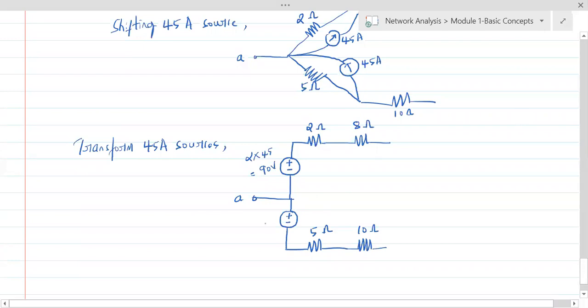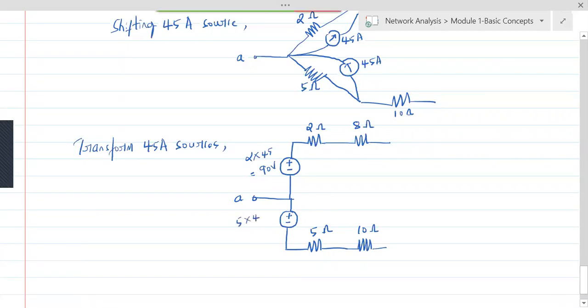So what would this be now? V is equal to IR. So it's 5 into 45. What would that be? It would be 225 volts. So this is how it is going to look. Now it will reduce in size. In what way will it reduce in size?